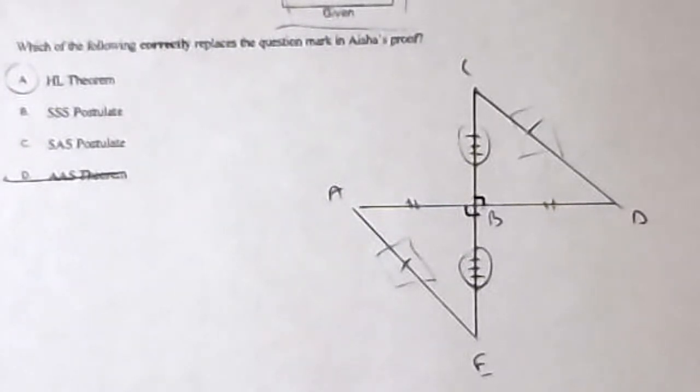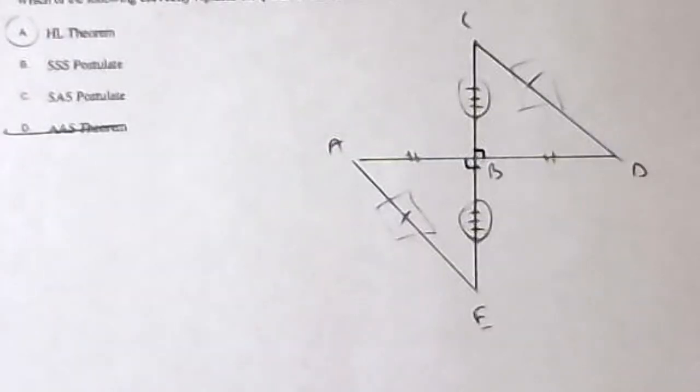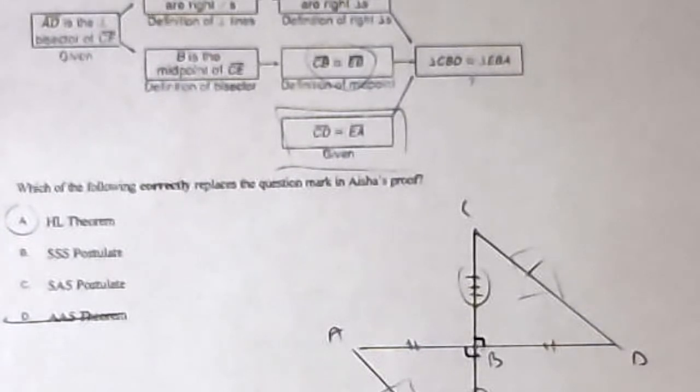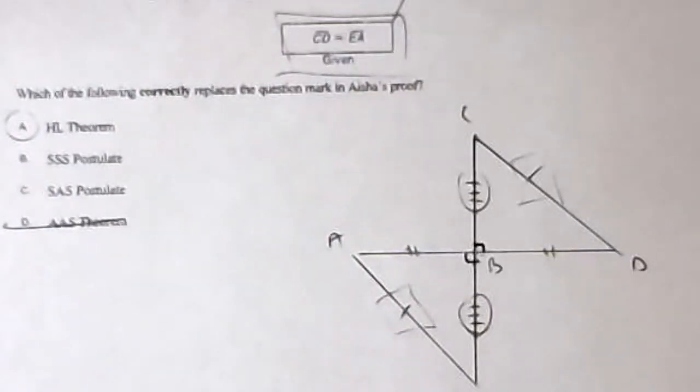AE is equal to CD, and which leg they've given us, I'm not sure, I'd have to look back. I think it's the one circled. CD equals EA, that's it. CB and EB, they are this one circled.